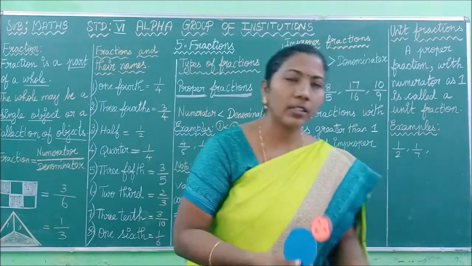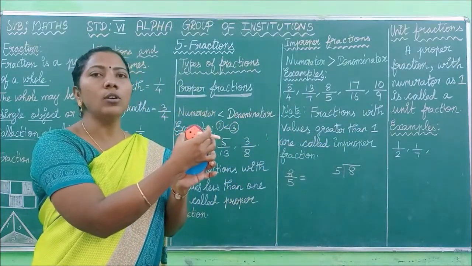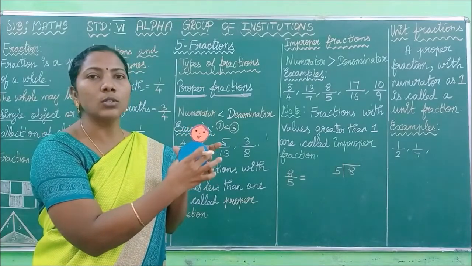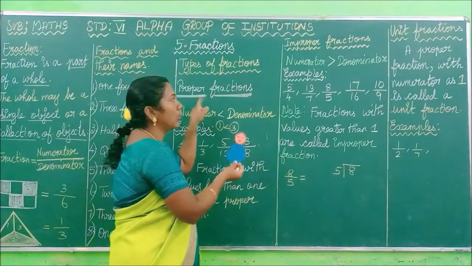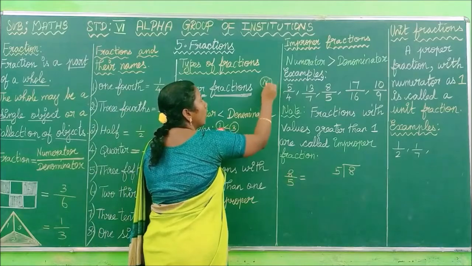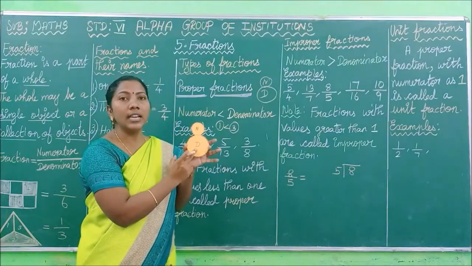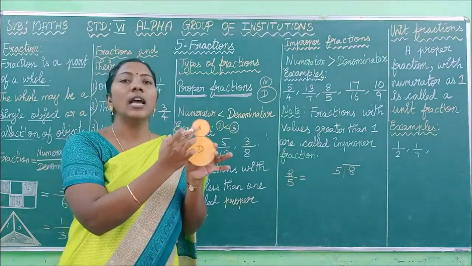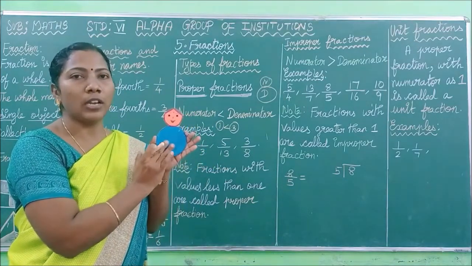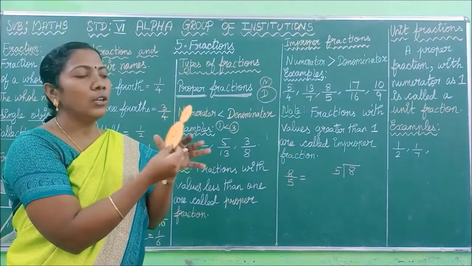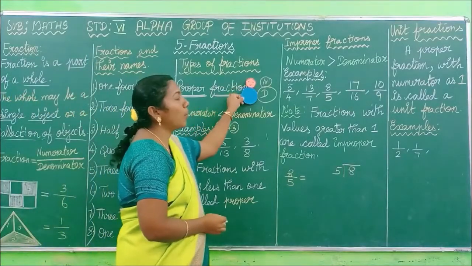See here, children. This is a paper toy. See the head of this toy. How it looks so small. And see its body. It looks so big. So the head is small, the body is big. See what is meant by proper fraction? The numerator is small and the denominator is big. So if the numerator is less than its denominator, such types of fractions are said to be proper fractions. Head is small, body is big. Numerator is small, denominator is big. So such types of fractions are said to be proper fractions.